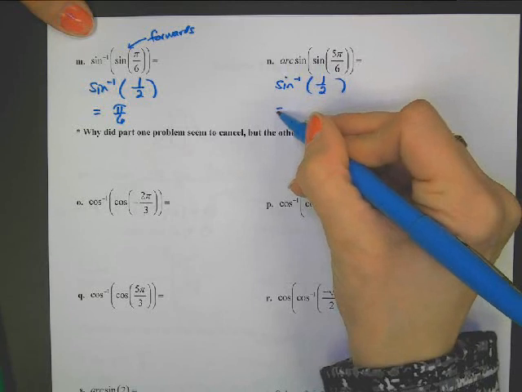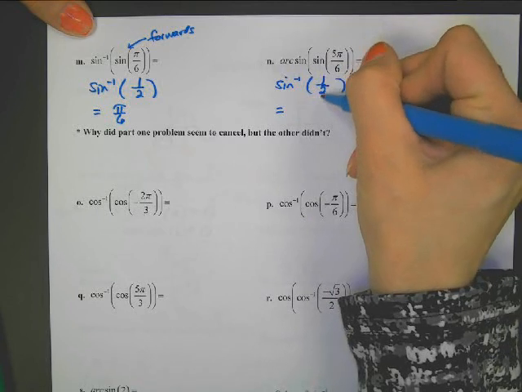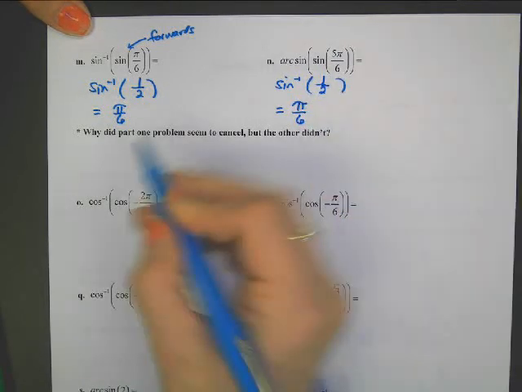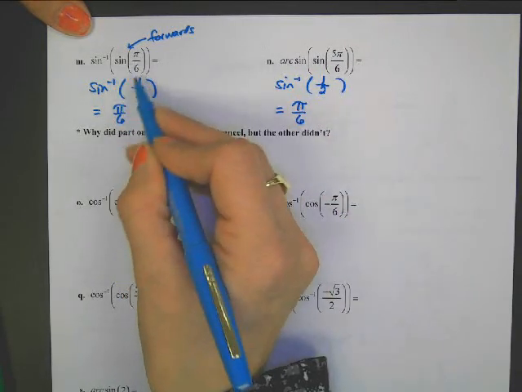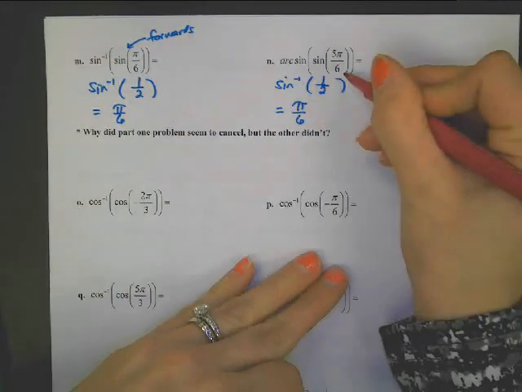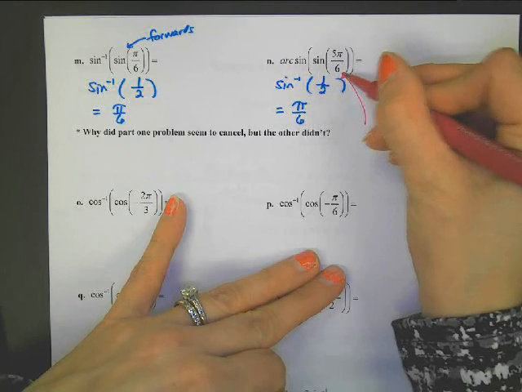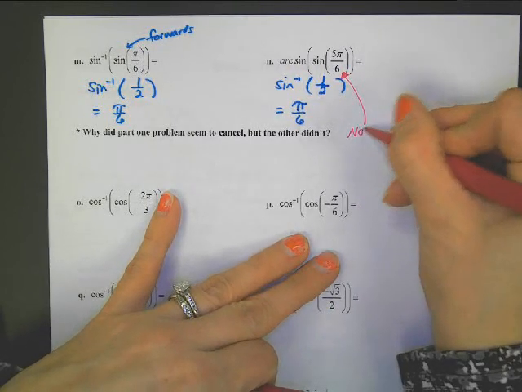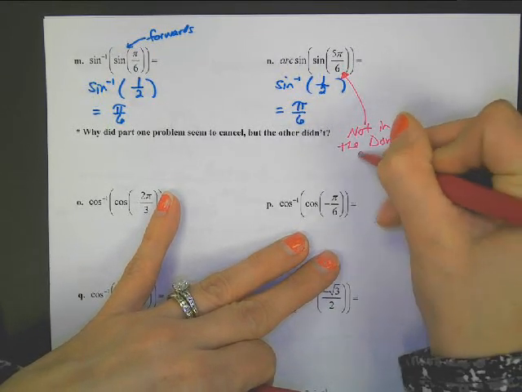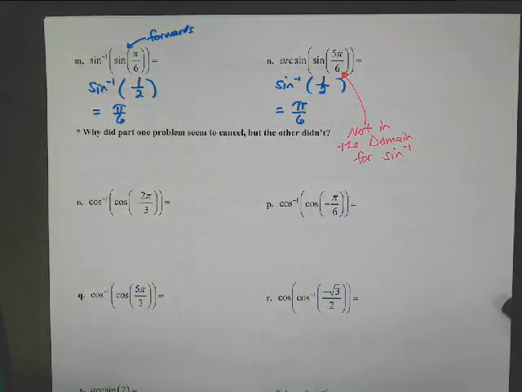Okay, now I'm doing an inverse problem. Where is sine 1/2? In quadrant 1, pi over 6. Oh, that's weird. So why did it seem like this problem canceled, but this one didn't seem to cancel? What's different about this one? Pi over 6 stayed, but 5 pi over 6 is not in the domain for sine inverse. So if you're not within the starting domain, things are not going to just simply cancel out.